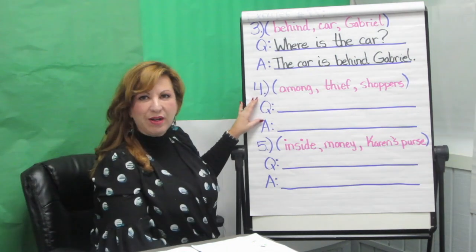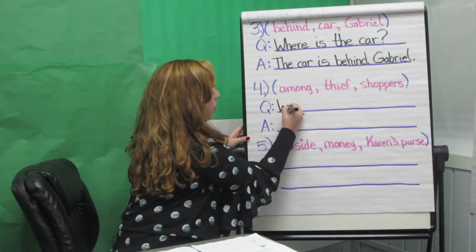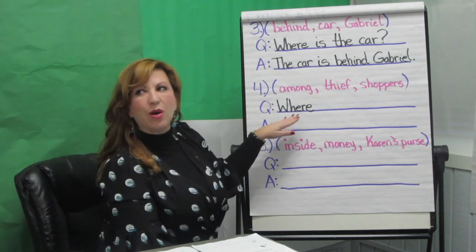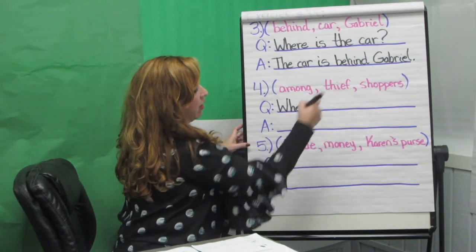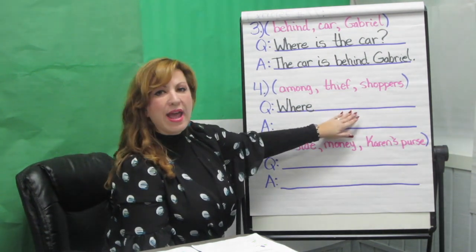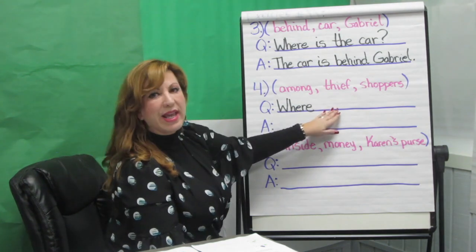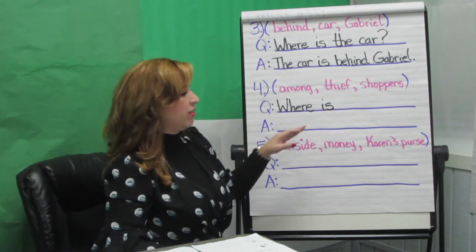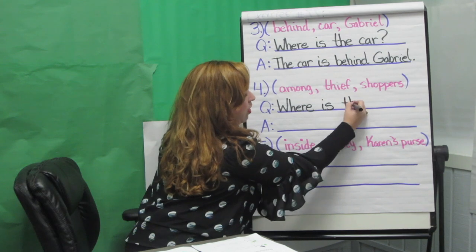Again, what are we going to begin with? Our question word, where. We always begin our question with our question word. In this case, we're using where. Now, thief, we always have to look for the clues. Thief is our noun, and thief is singular. So we would use the word is. If it was more than one, we would use the helping verb are. Where is the thief?